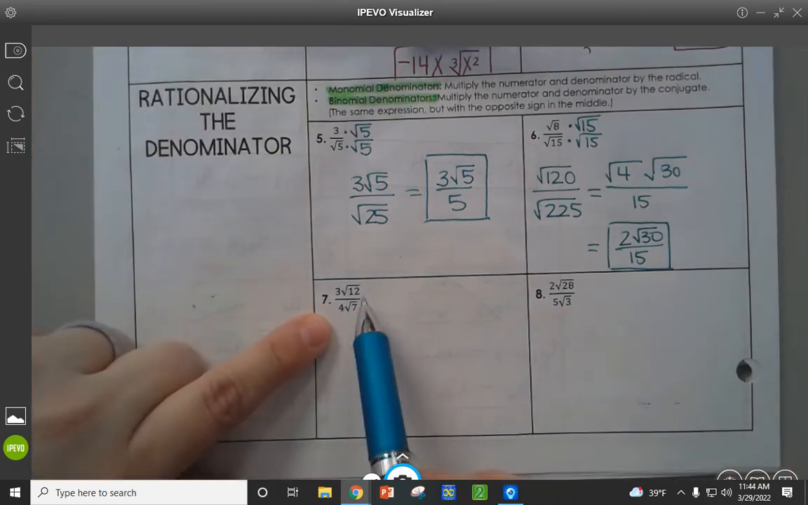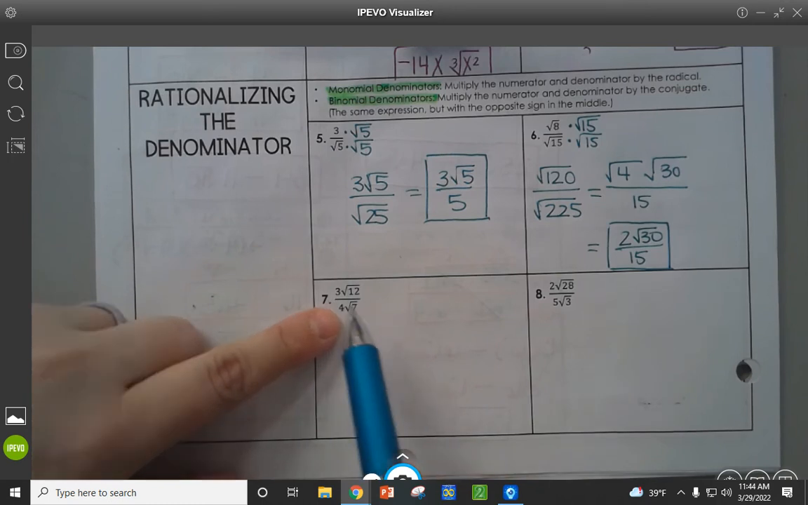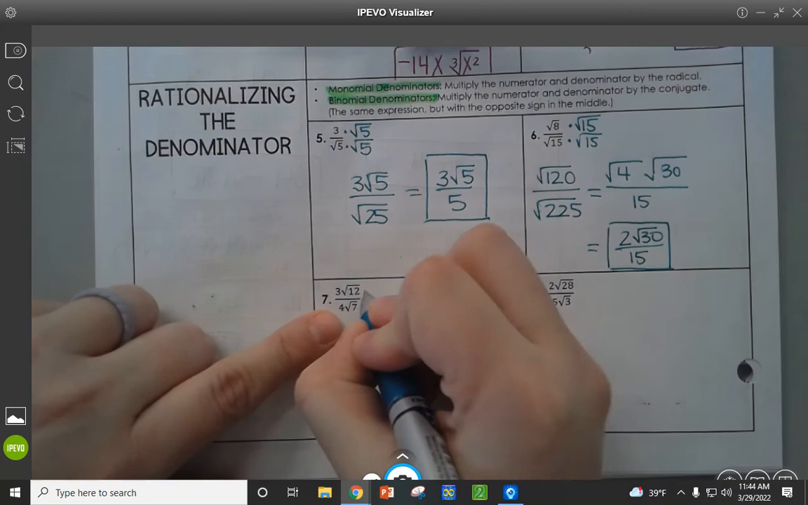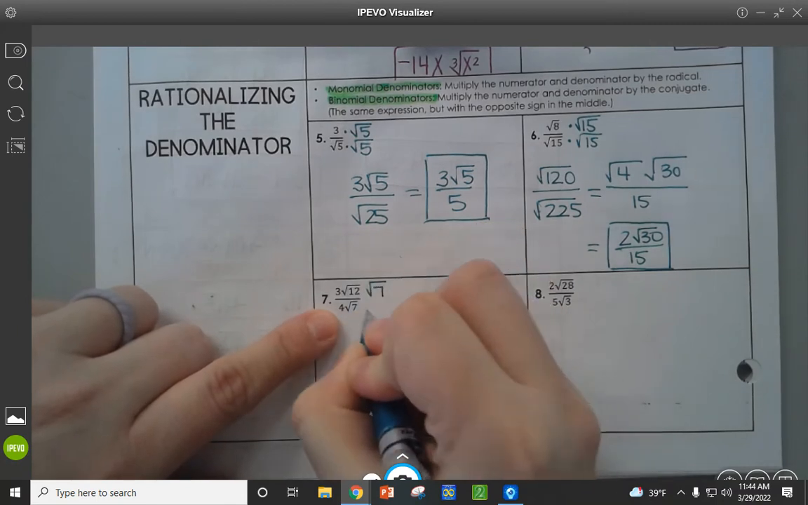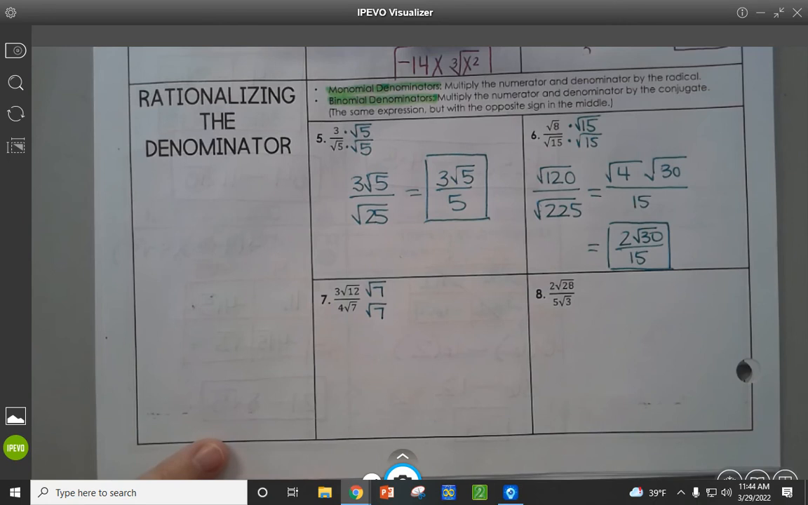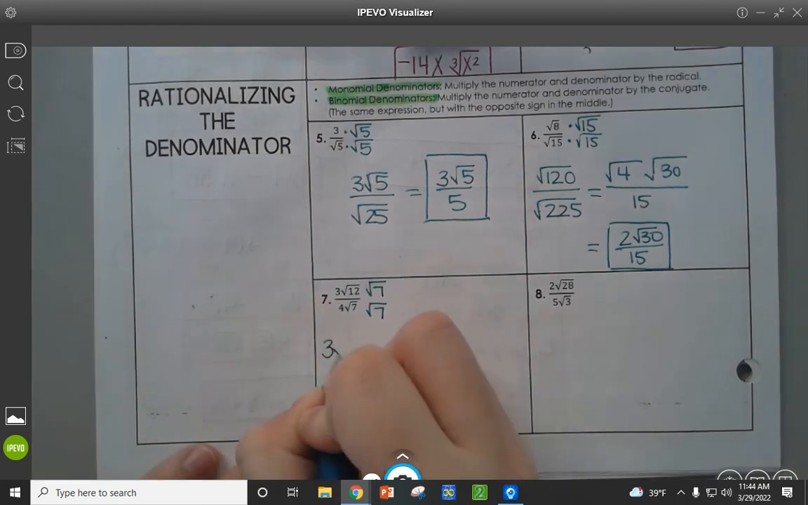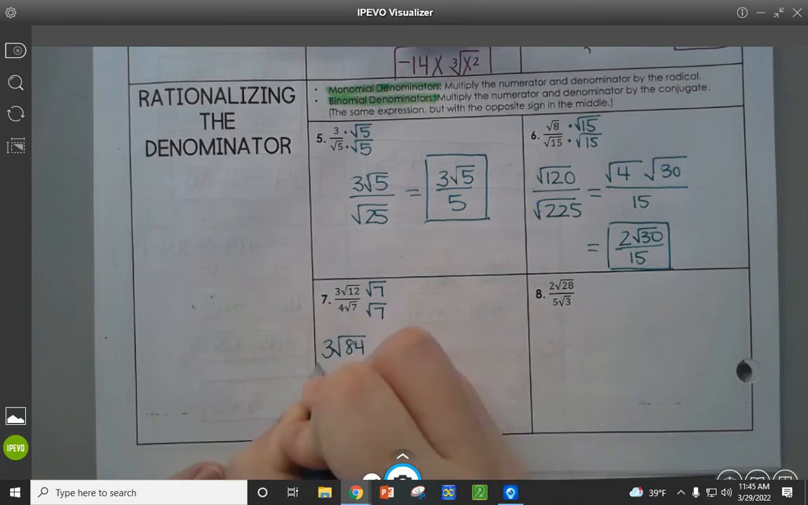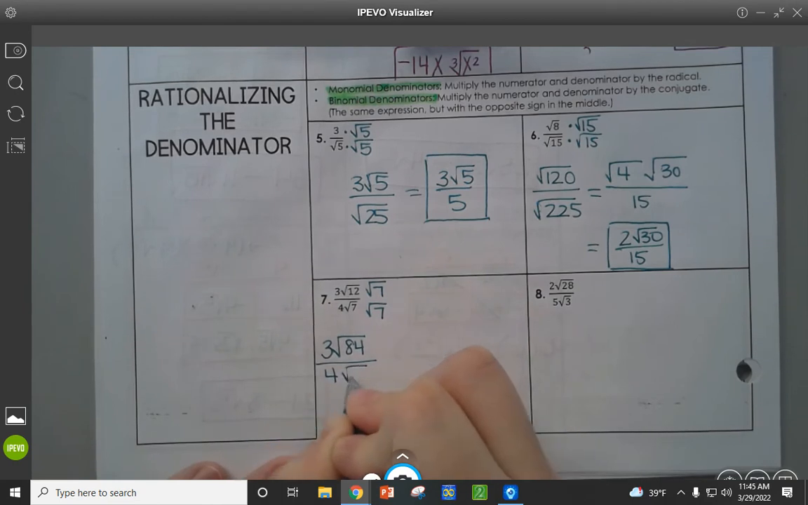Number 7, we have 4 square root of 7 in the bottom. You only have to multiply by the square root of 7 for it to work out. So if I multiply the top and the bottom by the square root of 7, we would get 3 square root of 84 over 4 square root of 49.